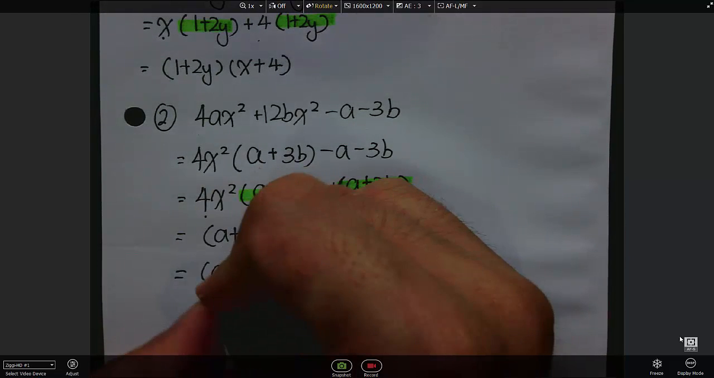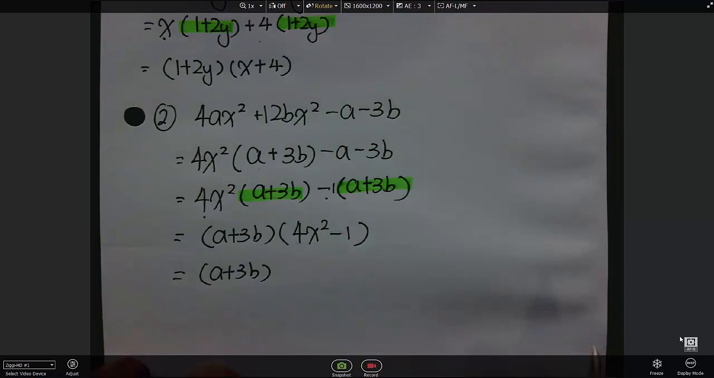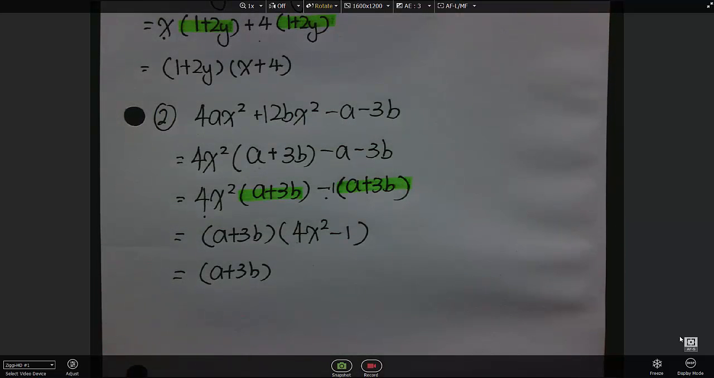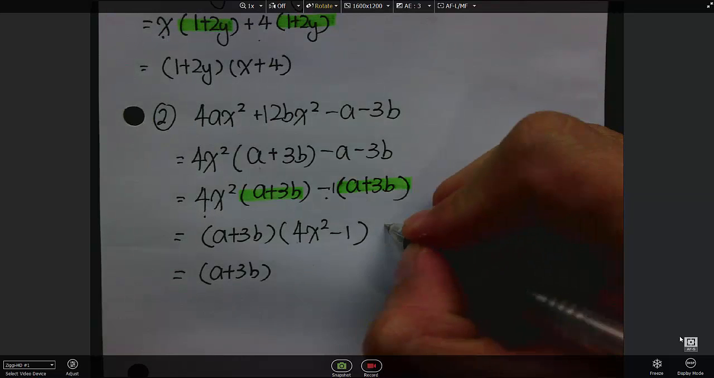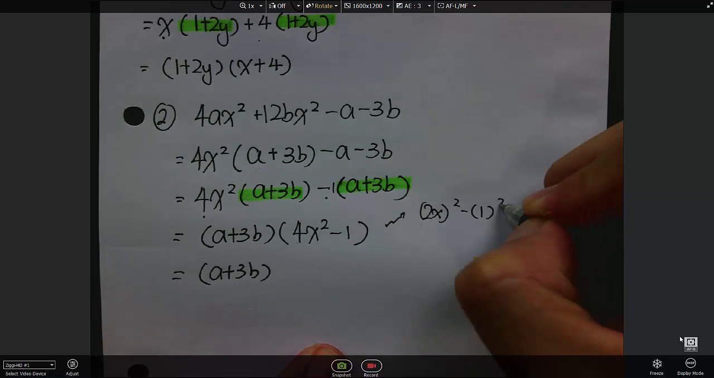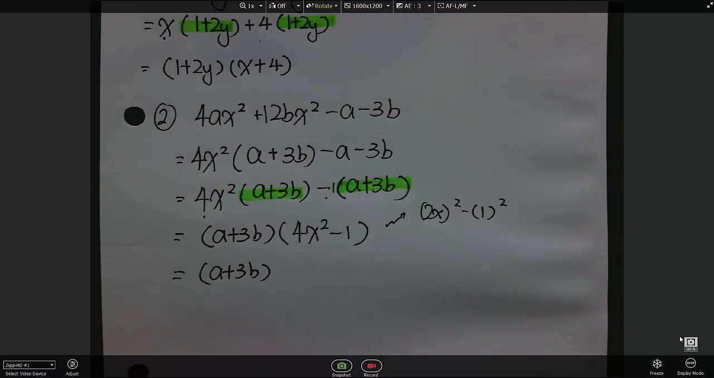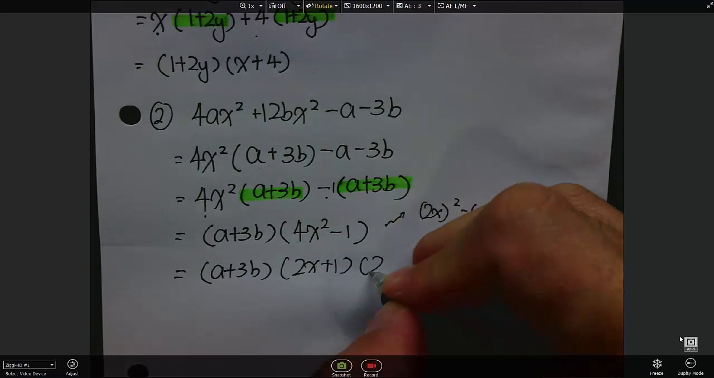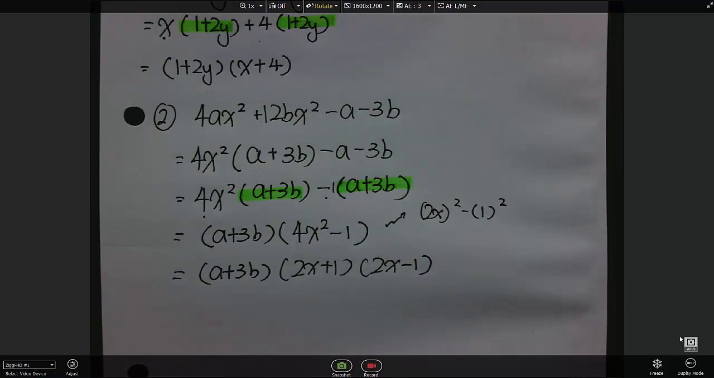Then I can further factorize. How come I can further factorize here? Just now above I couldn't, here I can. Why? If you notice, this is of the form a squared minus b squared. I can write it as 2x squared minus 1 squared. And you know that a squared minus b squared gives me a plus b, a minus b. And I'm done with question 2.